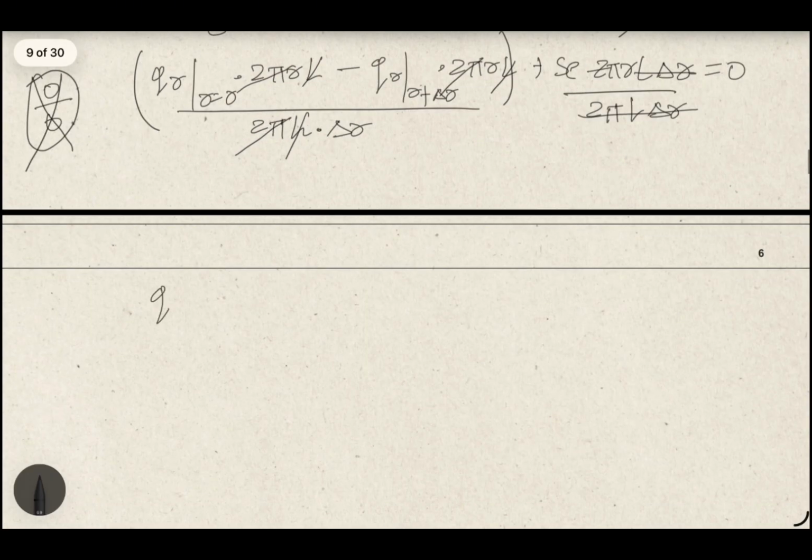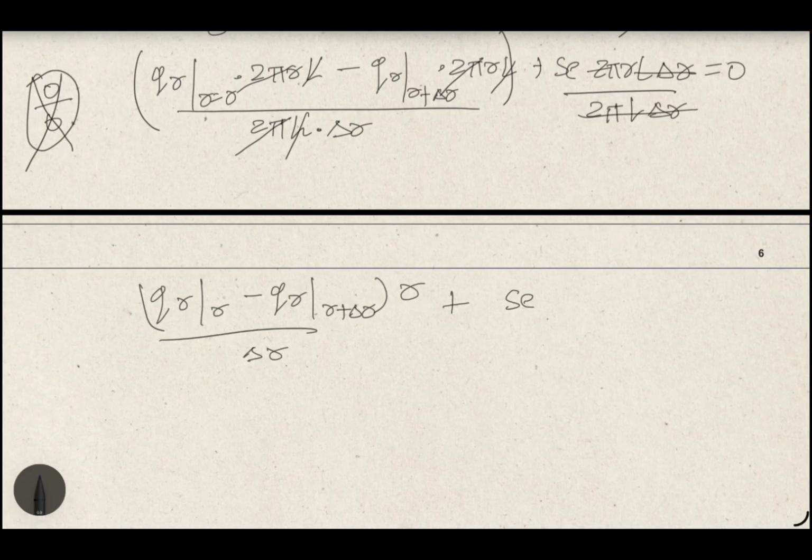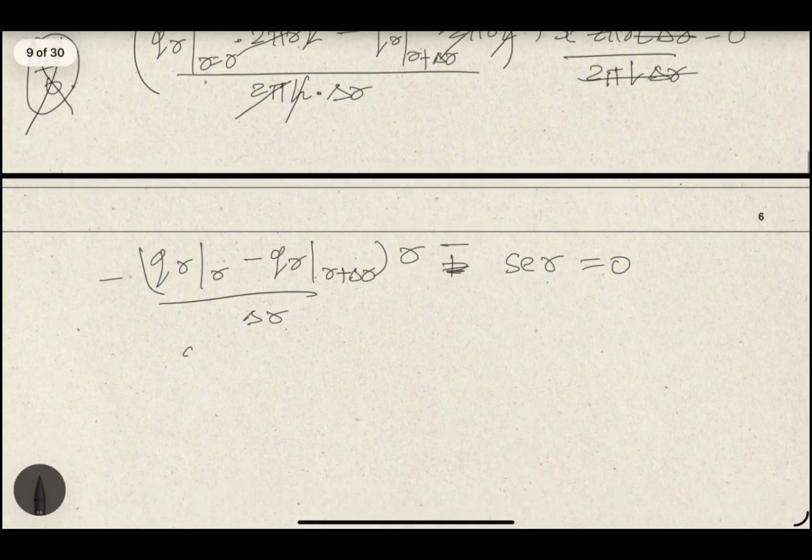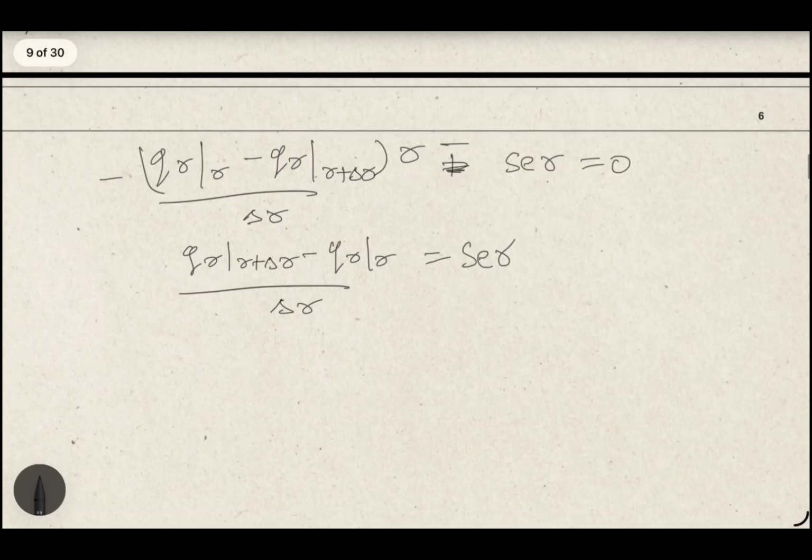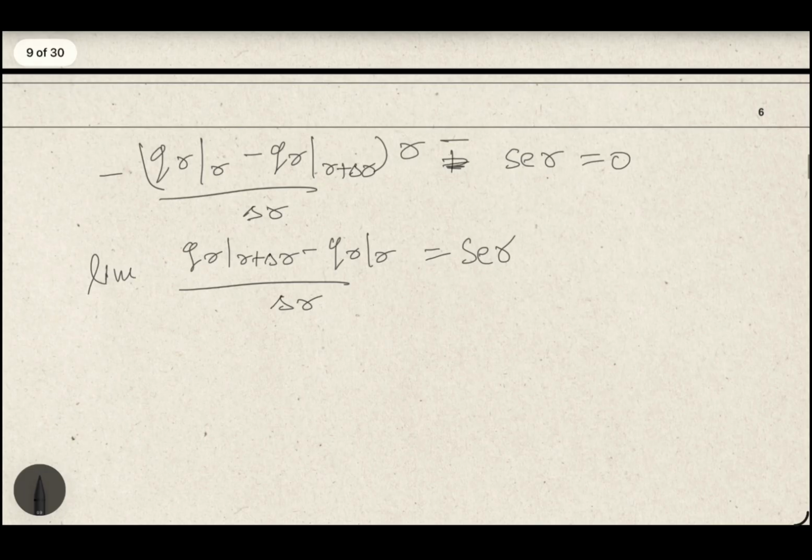So this equation will look like Q_r at r into r minus Q_r at r plus delta r into r, whole divided by delta r, plus S_E r equals 0. Now we will multiply it by minus 1 on both sides, so this sign changes. So (Q_r at r plus delta r into r minus Q_r at r into r) whole divided by delta r equals S_E r. It will go this side, so it will come plus. Now we will take the limit delta r tends to 0, so this will change into a differential equation.